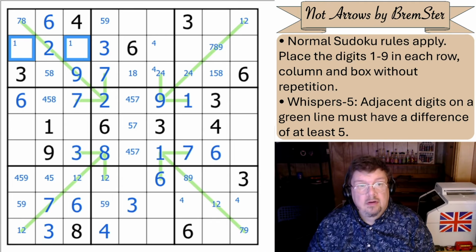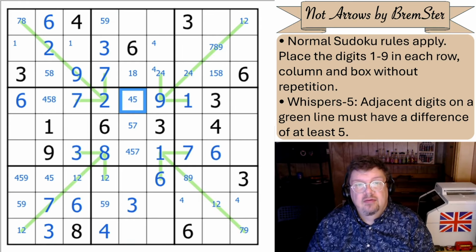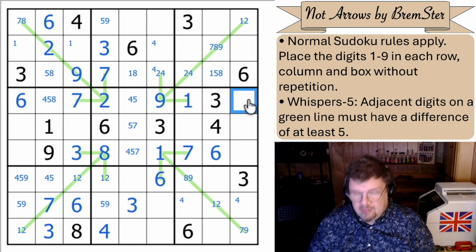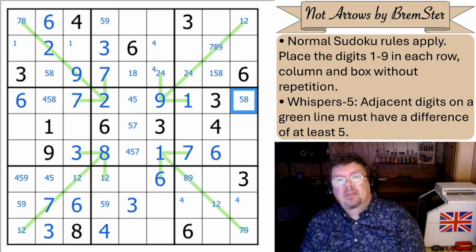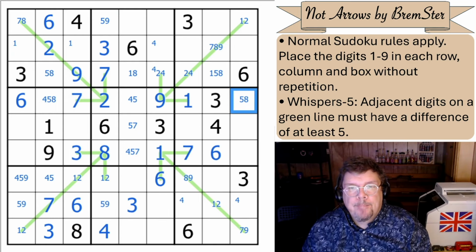One of those is a 1. That is not a 7. That is 5 or 8 for the row. That's not 7. One of these 2 is a 7.